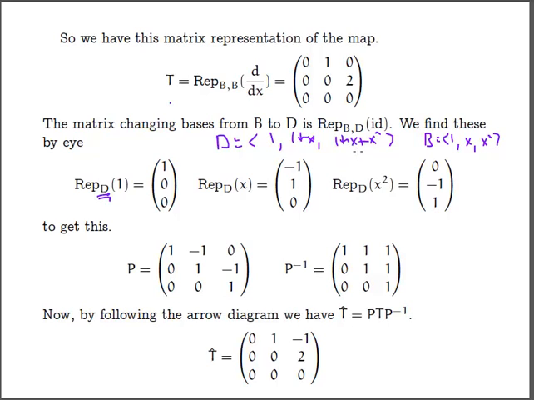And similarly for x squared, we can see that the polynomial x squared is equal to this third polynomial minus the second polynomial. So we have a minus 1 in the second place and a 1 in the third place.